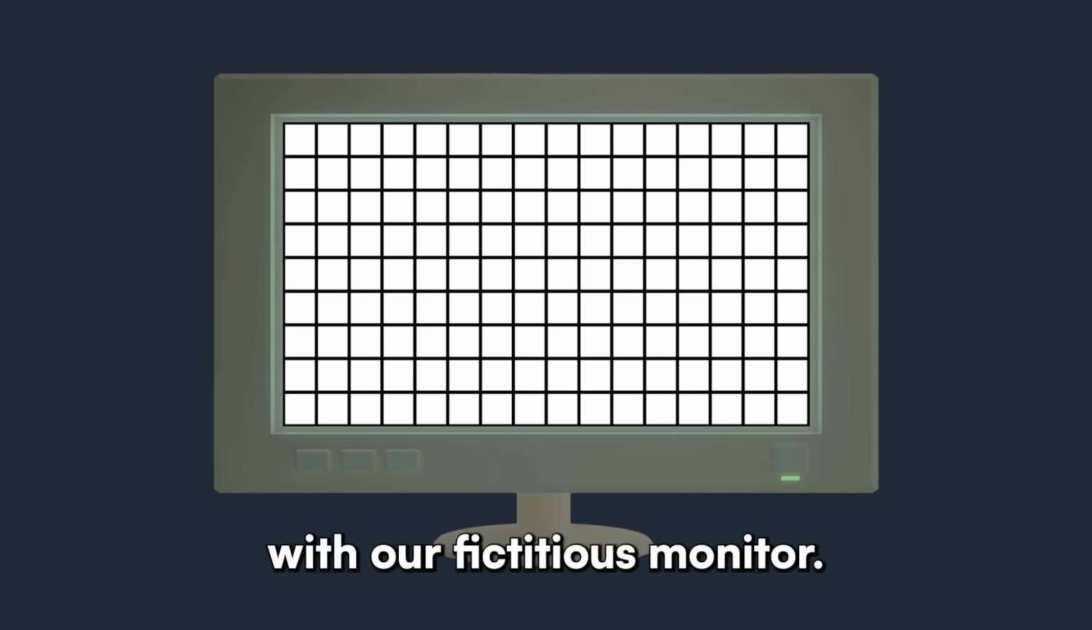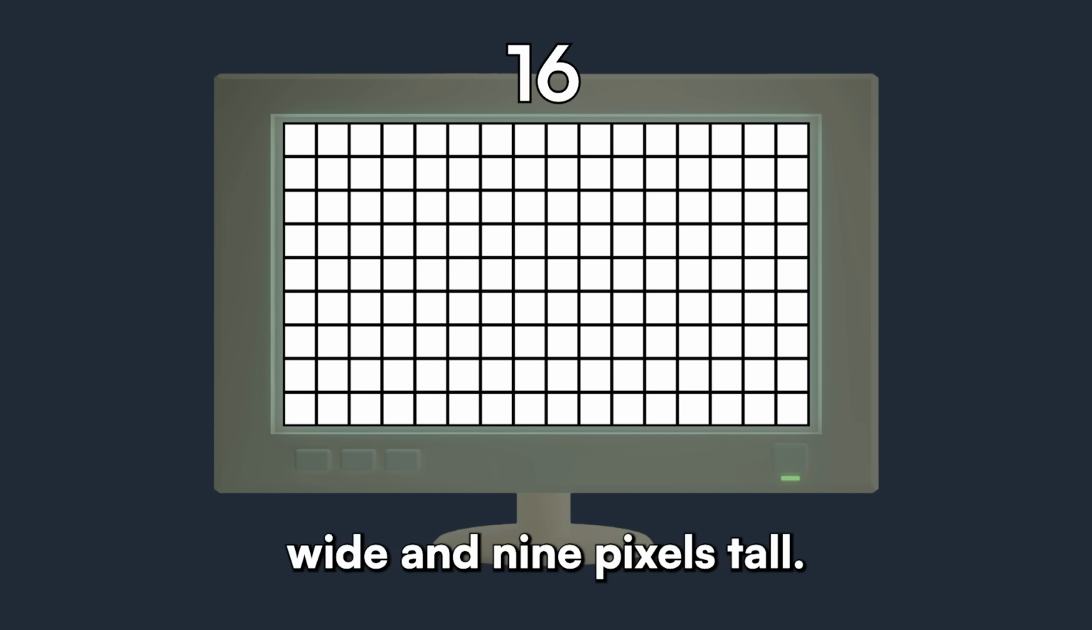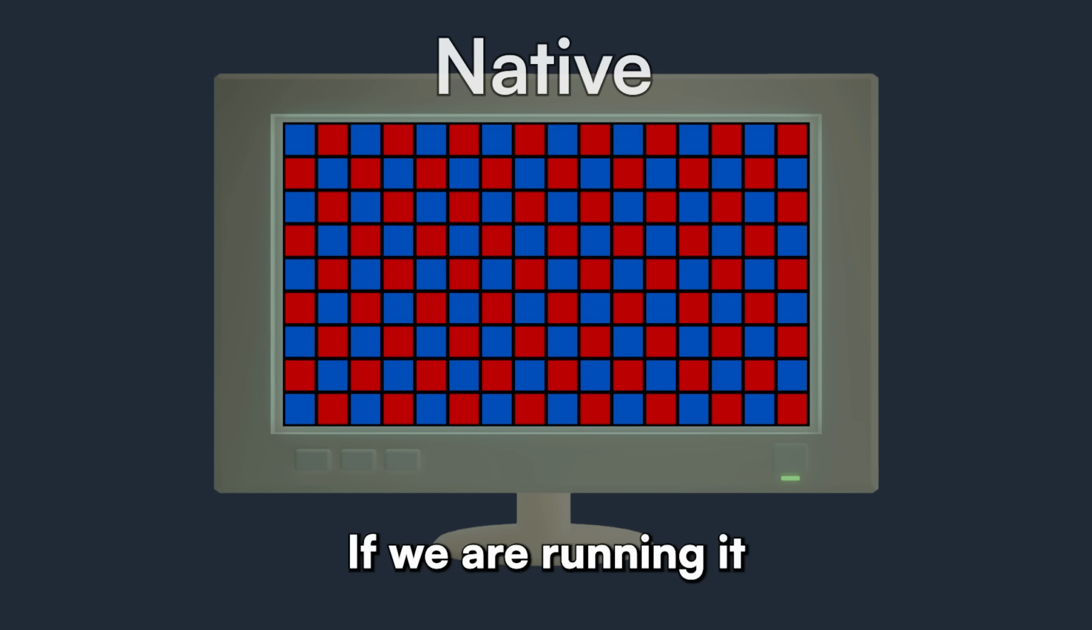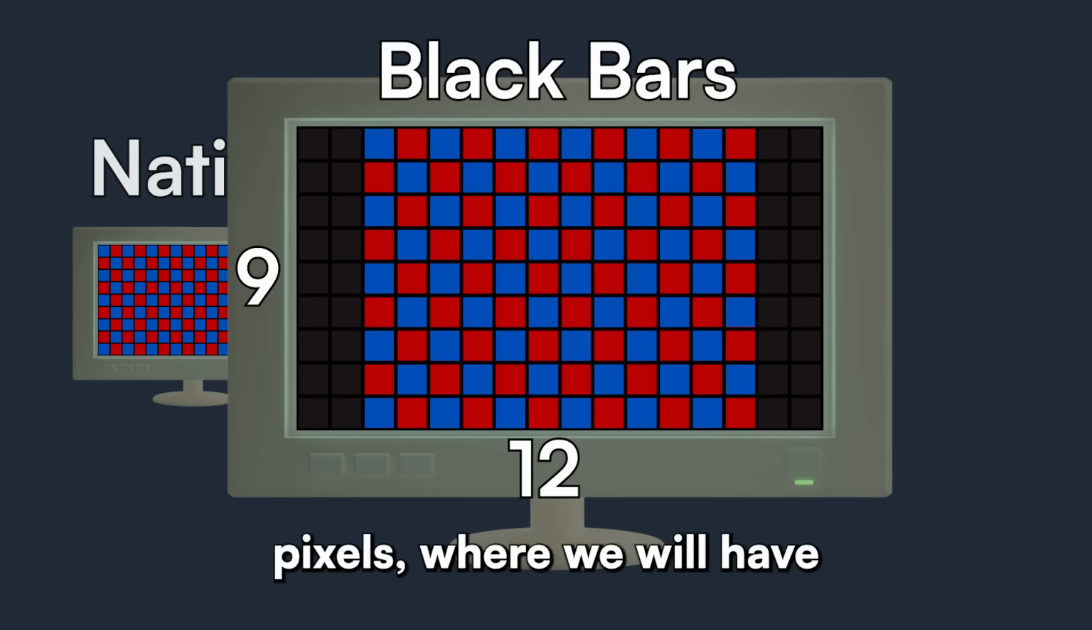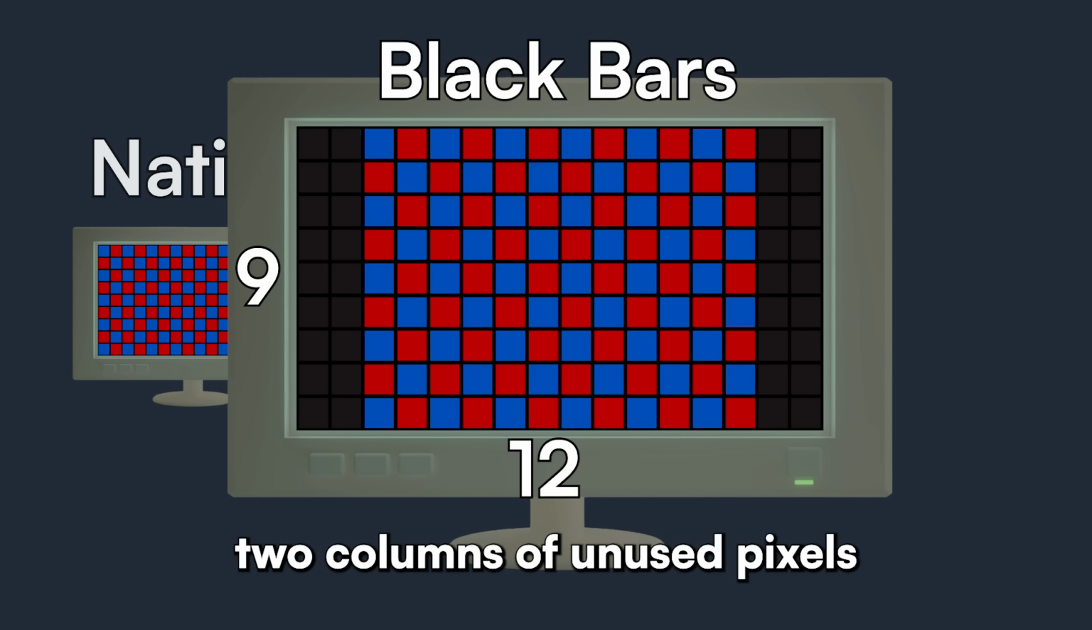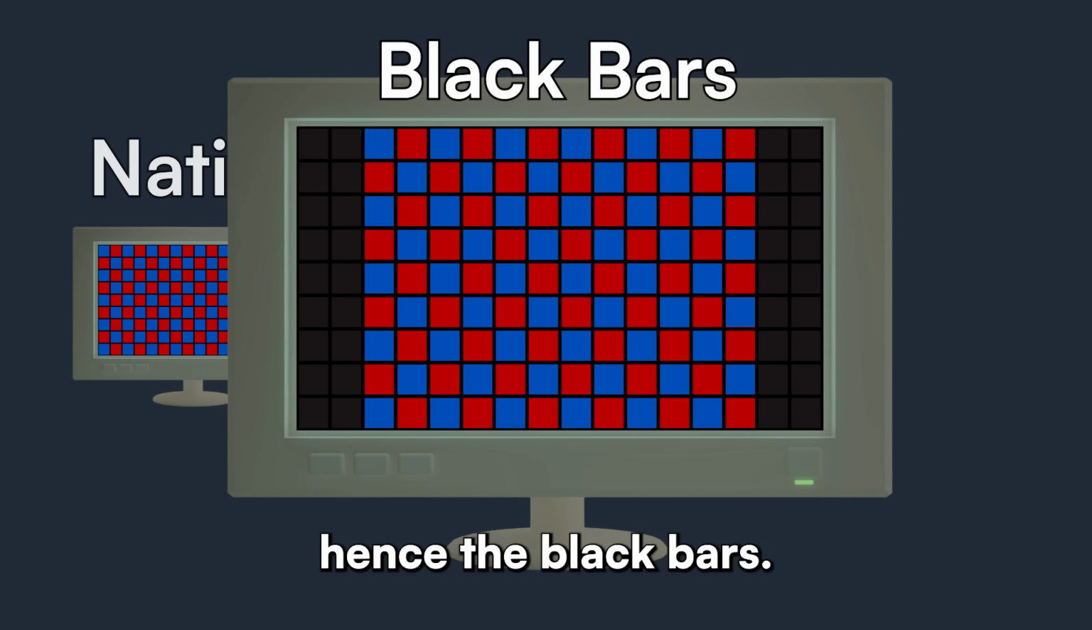Let's visualize it with our fictitious monitor. It is 16 pixels wide and 9 pixels tall. If we are running it at native, we are also rendering the game at 16 by 9 pixels. But if we want to implement black bars, we can run the game at 12 by 9 pixels, where we will have 2 columns of unused pixels on either side, hence the black bars.